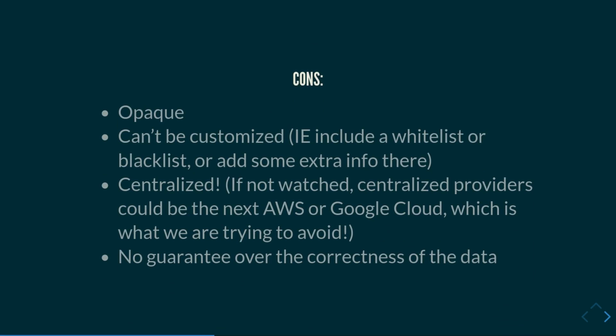The first is that they're opaque. So we don't really know how they're getting their data. We don't know if they're omitting certain data or whether or not they're sending you bad data. You don't know. They also can't be customized. So you can't include a whitelist or a blacklist or add some extra derived info. What you see is what you get, and you can't really play with it at all, which I don't like. I like customizing my things to make it work perfectly for me.